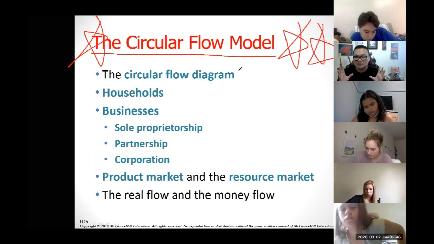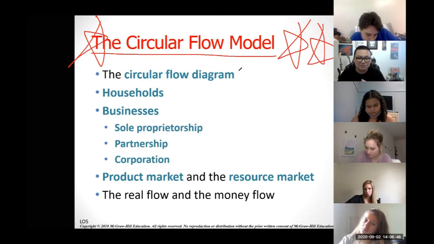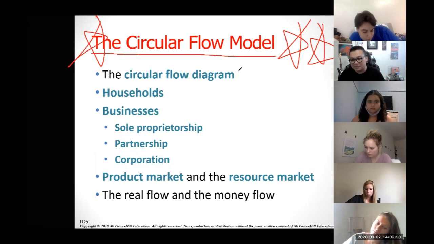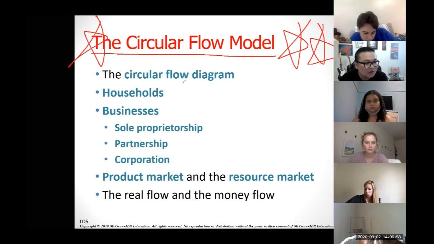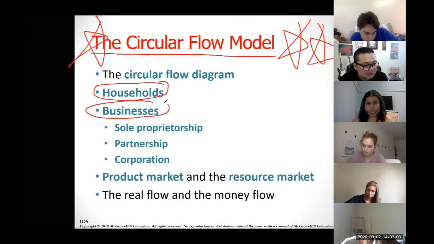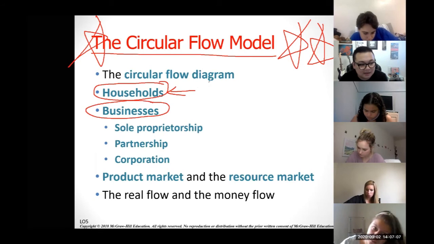A diagram tells you the interaction between company and household, how the company gets the resource and how the household buys the resource. So first, you need to know that for the circular flow model, there are two parts. The first one is the household. This is the individual, the citizen, the people. And business is the companies.